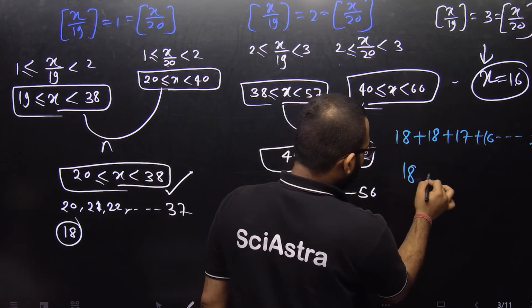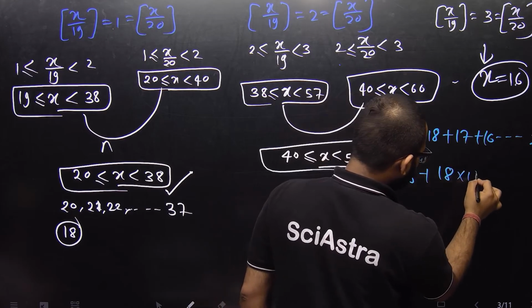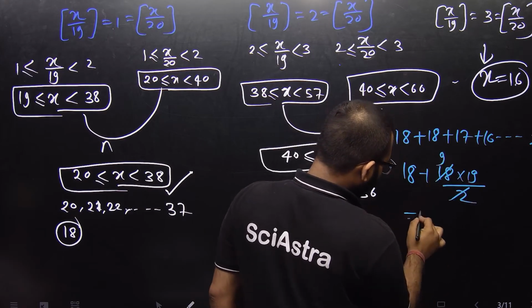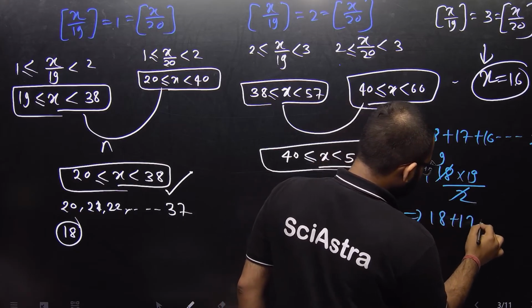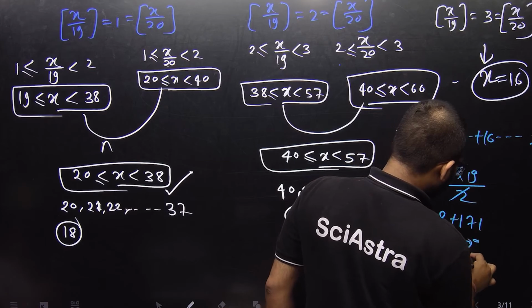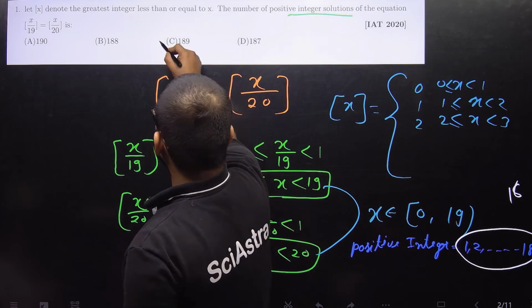So our answer is 18 into 19 divided by 2, so that's equal to 18 plus 171. So the answer is 189. So the final answer is 189. So option C is the right option.